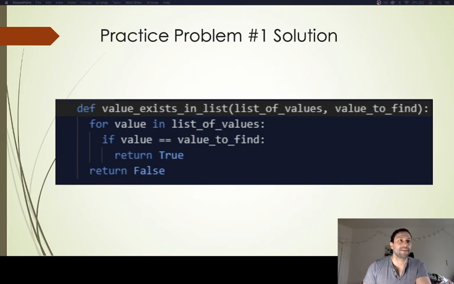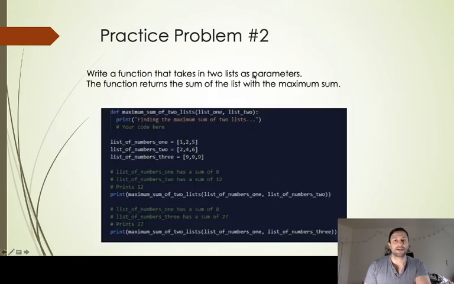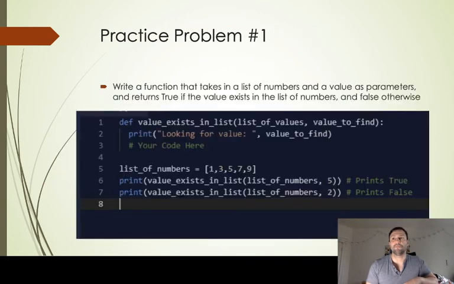Nice. All right. So let's look at the second practice problem. For this one, I want you to write a function that takes in 2 lists as parameters. Did you need to define value, or is that a Python feature?